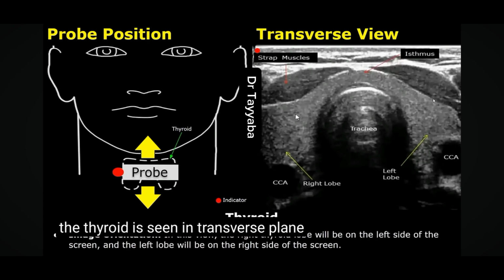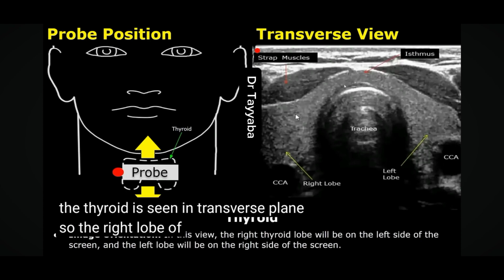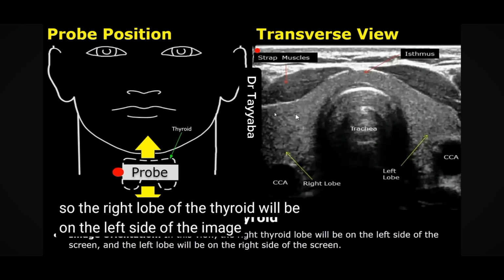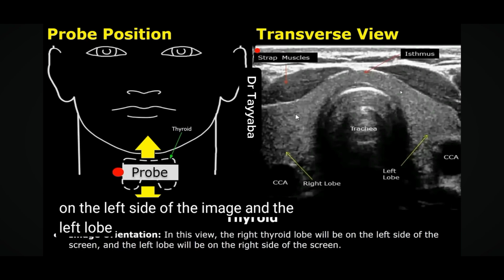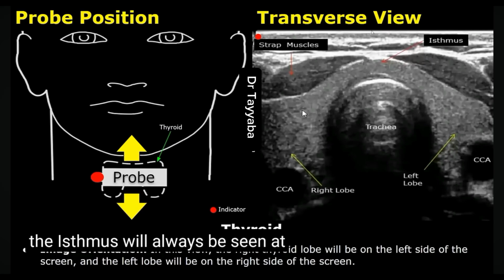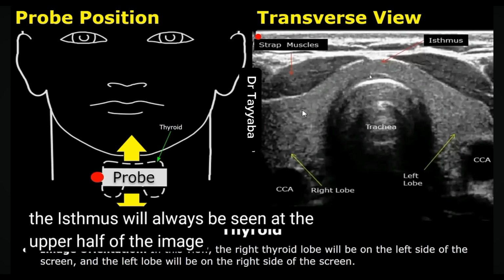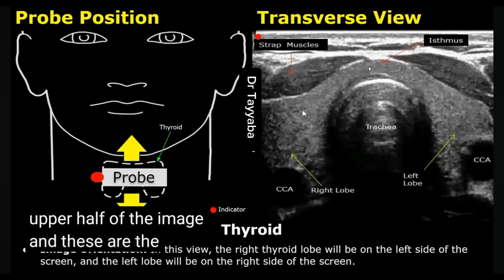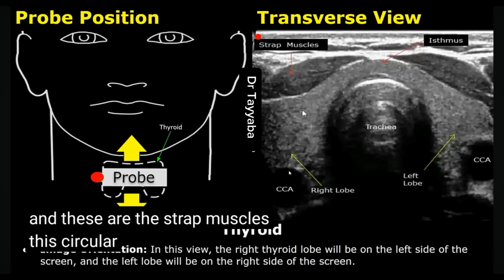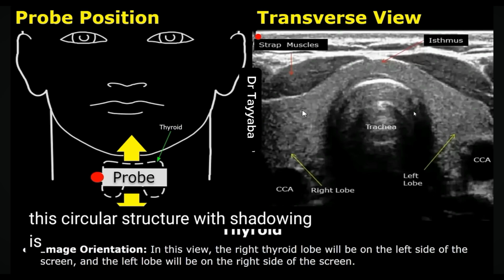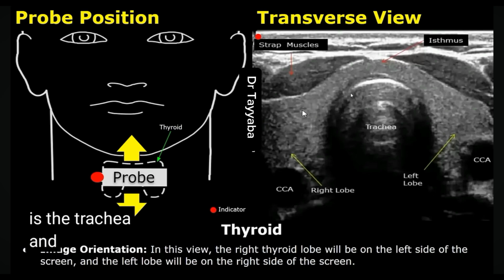The thyroid is seen in transverse plane, so the right lobe of the thyroid will be on the left side of the image and the left lobe will be on the right side of the image. On the screen, the isthmus will always be seen at the upper half of the image, and these are the strap muscles.